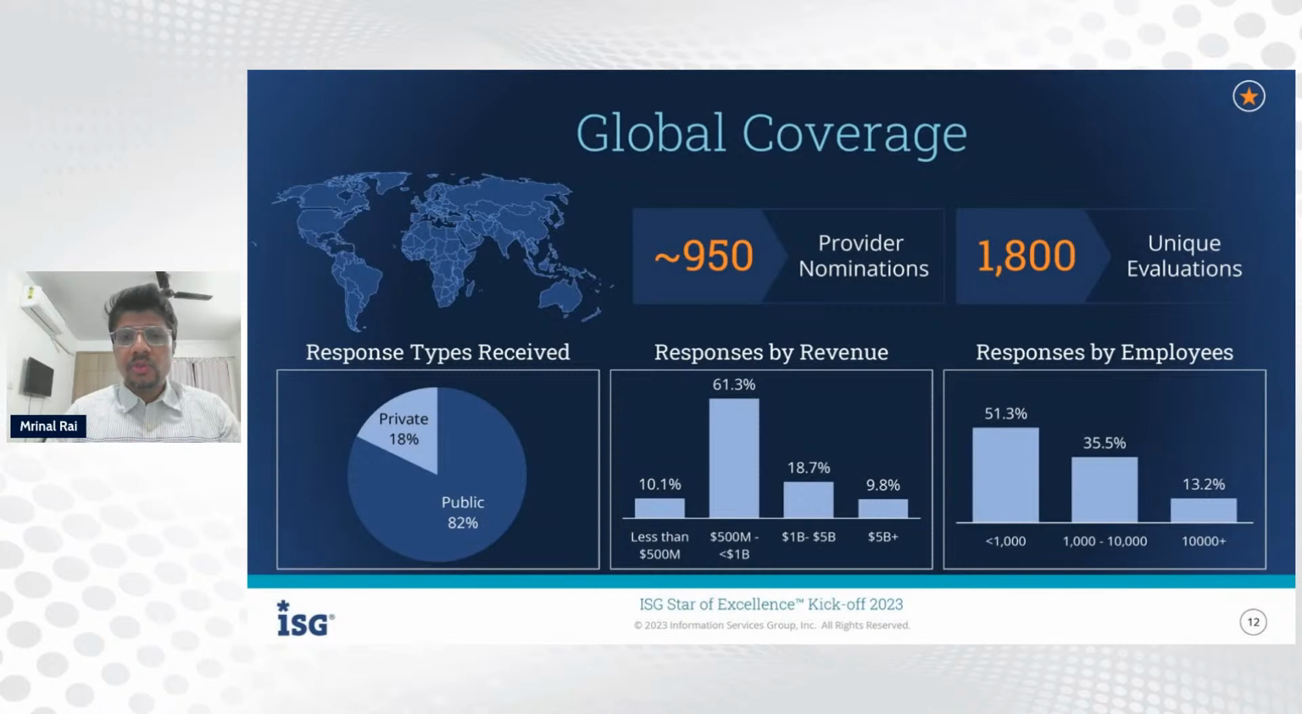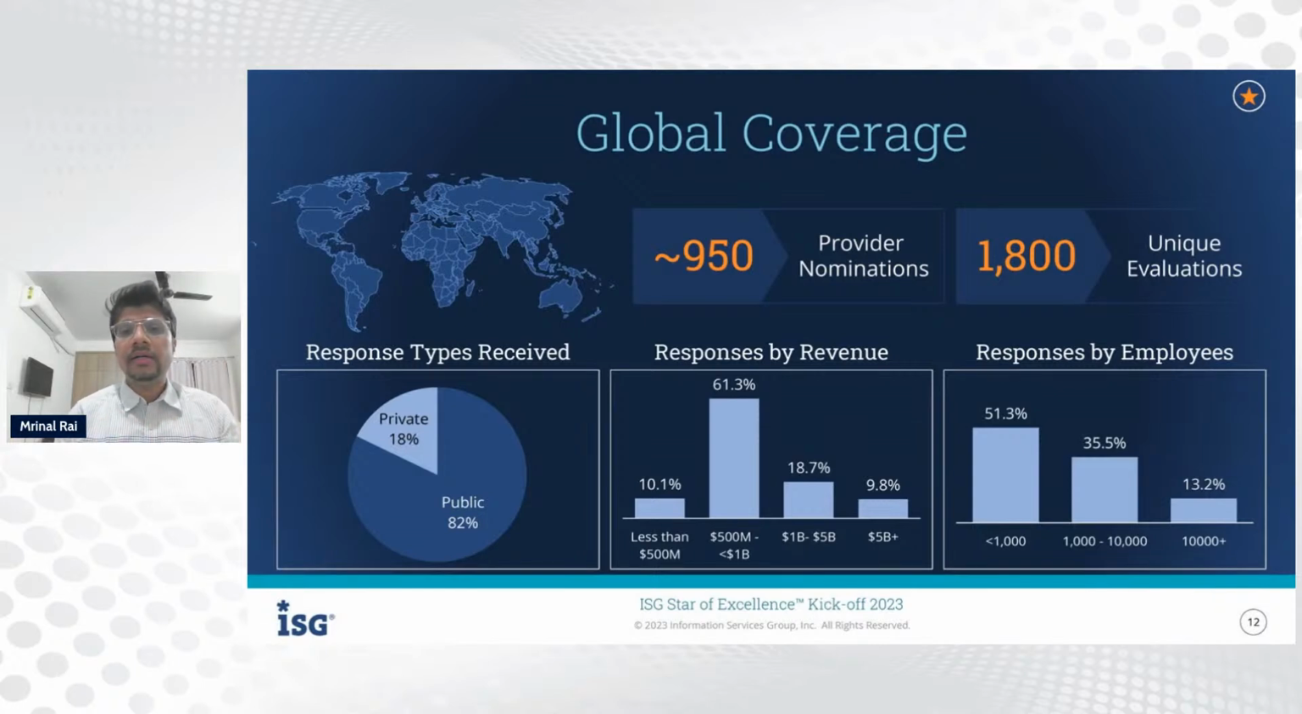In 2022, the ISG Voice of Customer Star of Excellence survey received a good number of responses from enterprise clients. We thank the service provider community for nominating close to 950 enterprise clients to take the Star of Excellence survey. The overall submitted response was somewhere close to 2000 unique evaluations, and the majority of them came from the independent channel that we use to collect information. But a good amount of responses also came from the enterprise clients nominated by service providers.